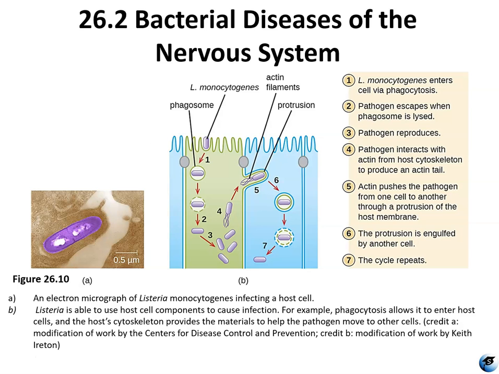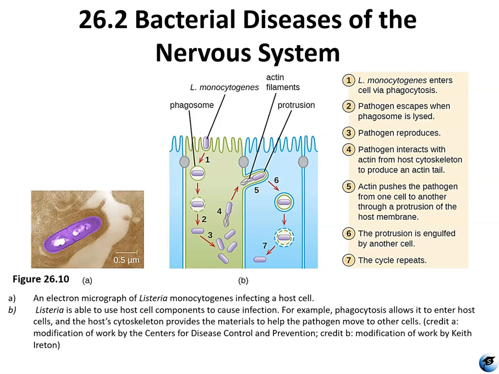Listeriosis is caused by Listeria monocytogenes, a non-spore-forming gram-positive rod. It is a foodborne illness, and it often manifests as meningitis in newborn infants and in others. The bacterium is widespread. It's commonly found in contaminated foods such as non-pasteurized milk, cold cuts, and soft cheeses, and it can grow in the refrigerator.